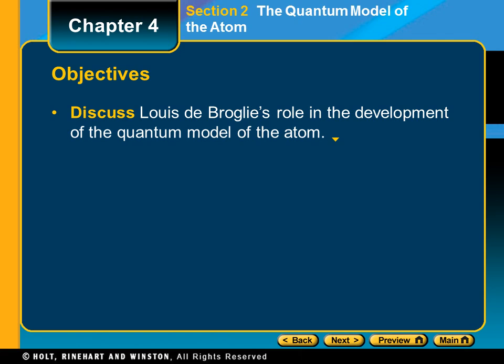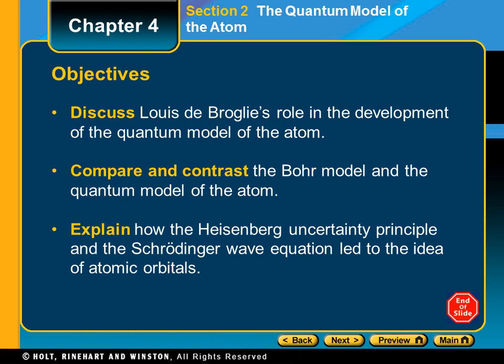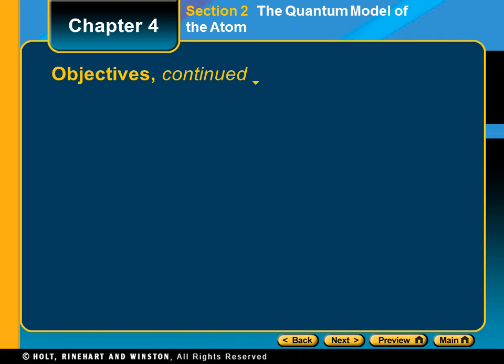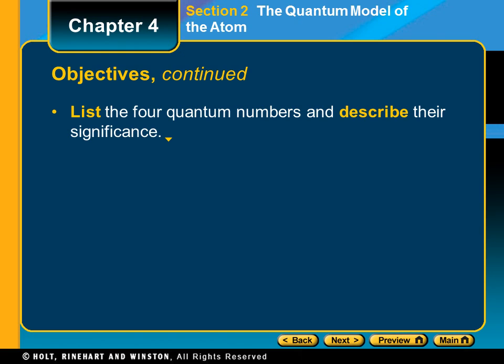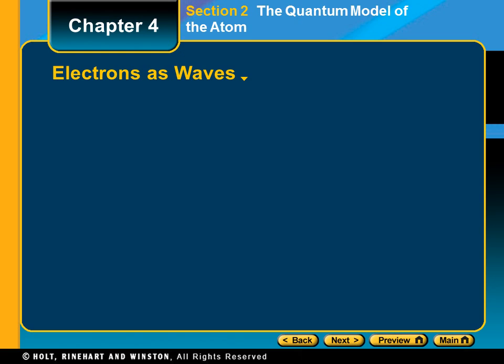So you're going to need to be able to discuss Louis de Broglie's role in the development of the quantum model of the atom, compare and contrast the Bohr model and the quantum model of the atom, explain how the Heisenberg uncertainty principle and the Schrödinger wave equation led to the idea of atomic orbitals, list the 4 quantum numbers and describe their significance, and relate the number of sublevels corresponding to each of an atom's main energy levels, the number of orbitals per sublevel, and the number of orbitals per main energy level.